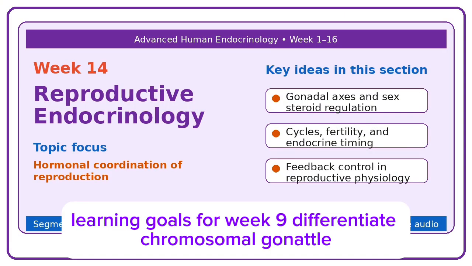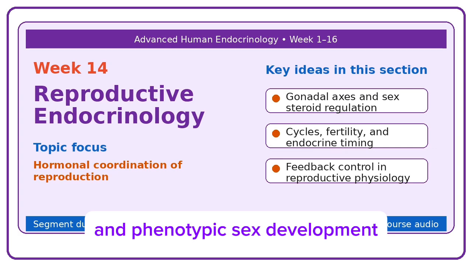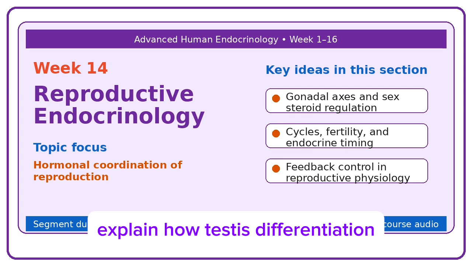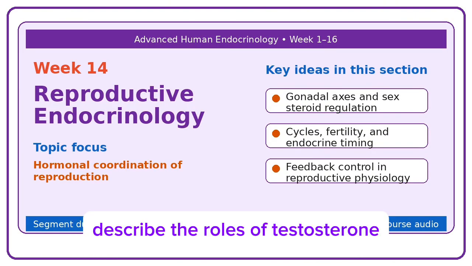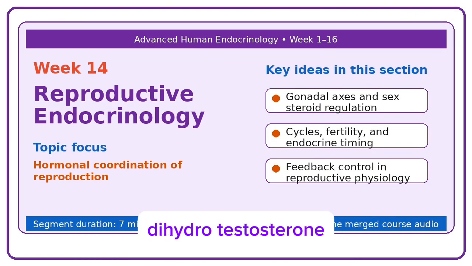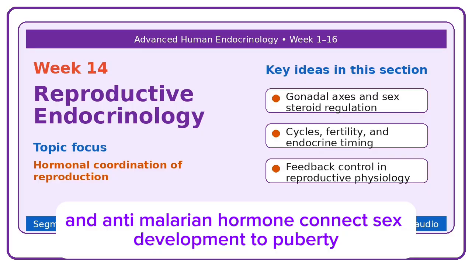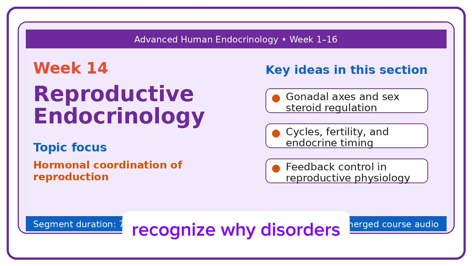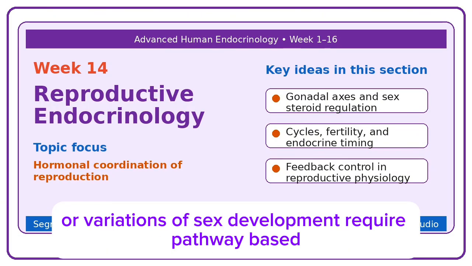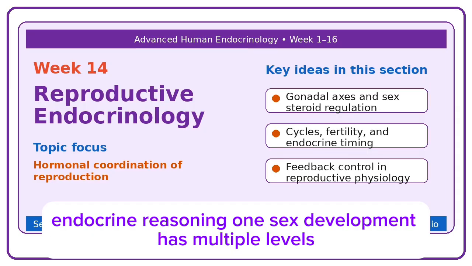Learning goals for Week 9. Differentiate chromosomal, gonadal, and phenotypic sex development. Explain how testis differentiation and ovarian differentiation influence reproductive tract development. Describe the roles of testosterone, dihydrotestosterone, and anti-Müllerian hormone. Connect sex development to puberty, secondary sex characteristics, and later endocrine physiology. Recognize why disorders or variations of sex development require pathway-based endocrine reasoning.